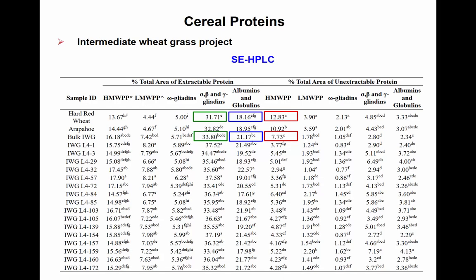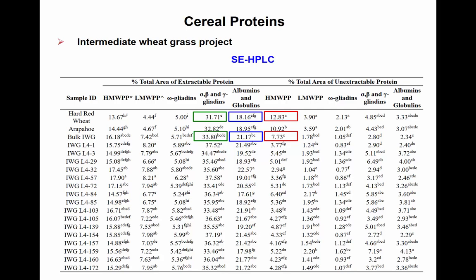So this is also taken from Citra's work. We looked at the distribution of the different proteins using size exclusion chromatography, and we fractionated. You got different fractions, and from there, let's look at the gliadins versus the high molecular weight polymeric protein, which mainly constitutes glutenins. If you look at wheat, you have a higher ratio of high molecular weight polymeric protein to gliadin compared to the intermediate wheatgrass. You have a much higher ratio of gliadin to glutenin.